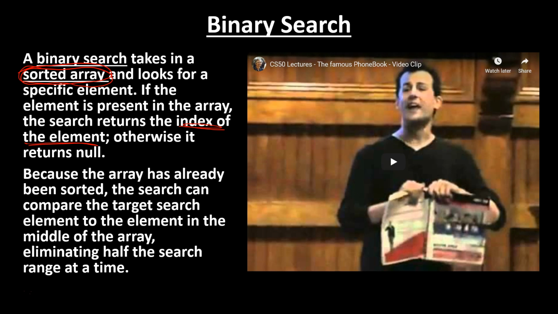Because the array has already been sorted, the search can compare the target search element to the element in the middle of the array, eliminating half the search range at a time. Super efficient. So we're going to watch a short little video from the CS50 course that Harvard puts out, which does a good job of explaining binary search.